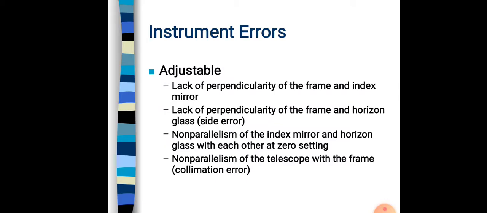First is the lack of perpendicularity of the frame and the index mirror. Then there is a lack of perpendicularity of the frame and horizon glass, that is called a side error. Then non-parallelism of index mirror and horizon glass with each other at 0 settings, and non-parallelism of the telescope with the frame, which is also referred to as collimation error.